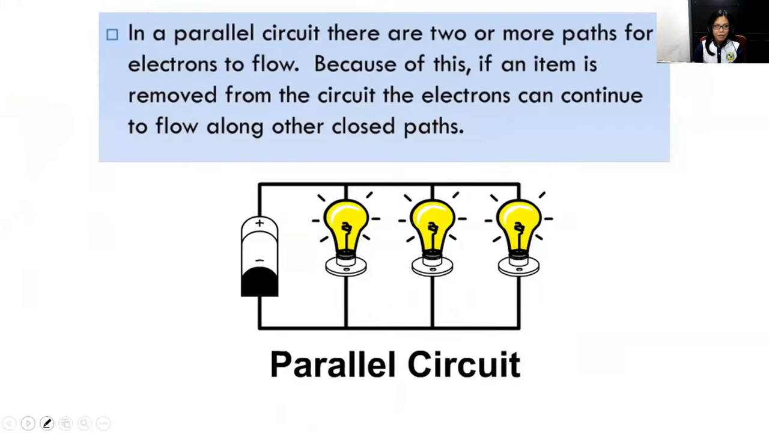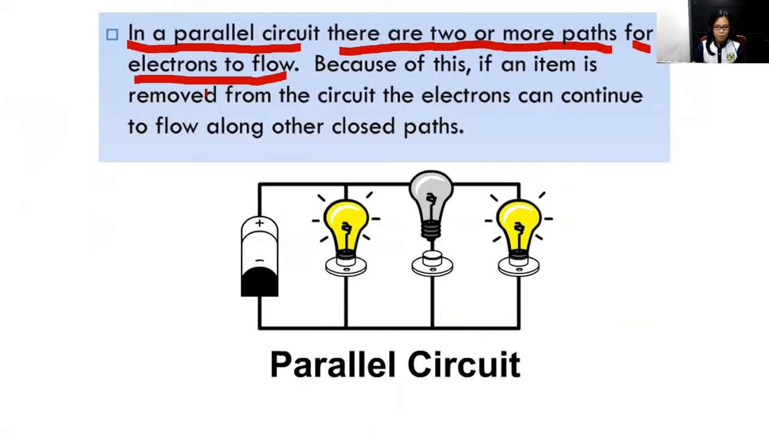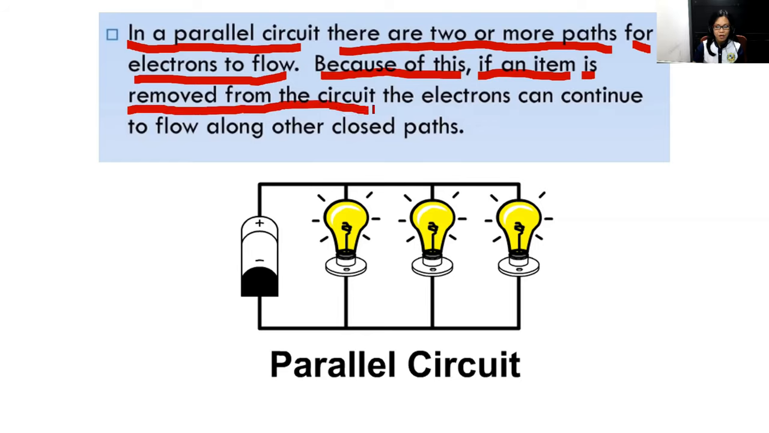All right. So in a parallel circuit, can you read with me? In a parallel circuit, there are two or more paths for electrons to flow. Why? Because of this, if an item, it means a component, is removed from the circuit, what happens?